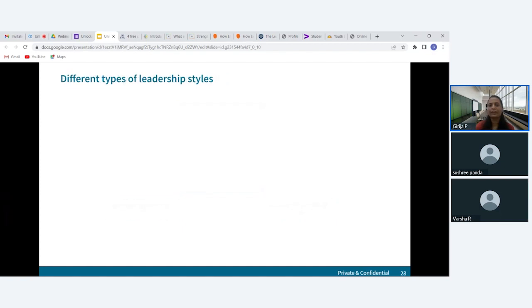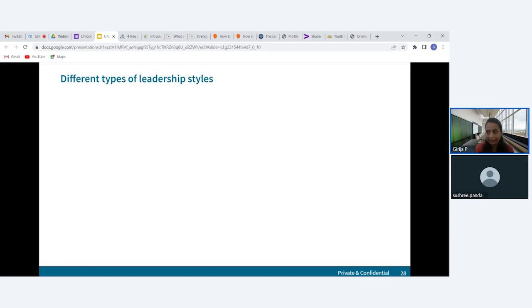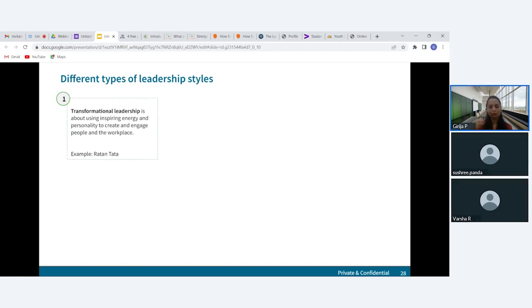So there are different kinds of leadership styles you will see in the world, and people are leading their teams and getting success in their careers. The first leadership style is transformational leadership. You must have heard about Ratan Tata. Ratan Tata is a transformational leader who uses his inspiring energy to shape the personality of and engage his employees. And you can see how the Tata Group has become successful and how satisfied their employees are.